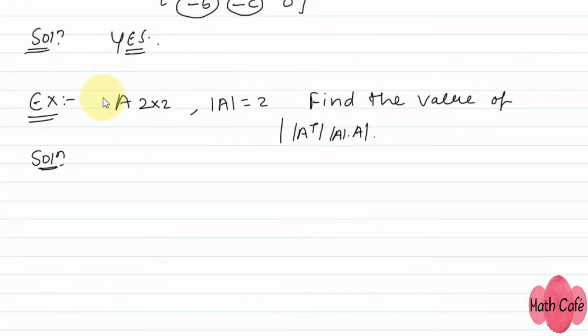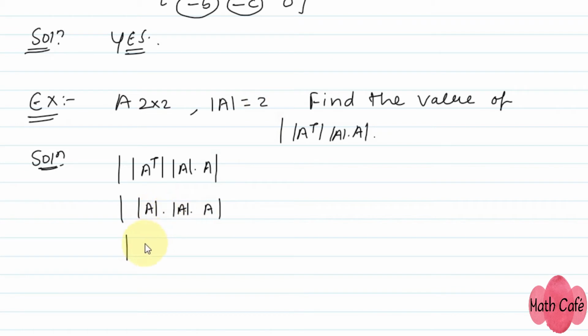So here determinant A is 2. As we know, the determinant of A transpose can be expressed as the determinant of A. So the given expression is the determinant of A transpose, determinant of A and A, whole determinant. This can be expressed as determinant of A multiplied by determinant of A and multiplied by A. So 2 multiplied by 2 will become 4, so determinant of 4A. We finally need to obtain the value of the determinant of 4A.